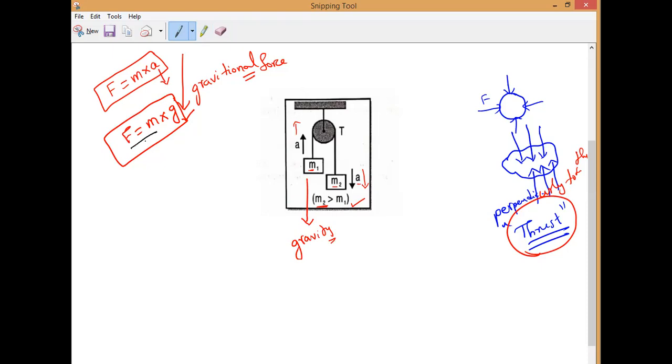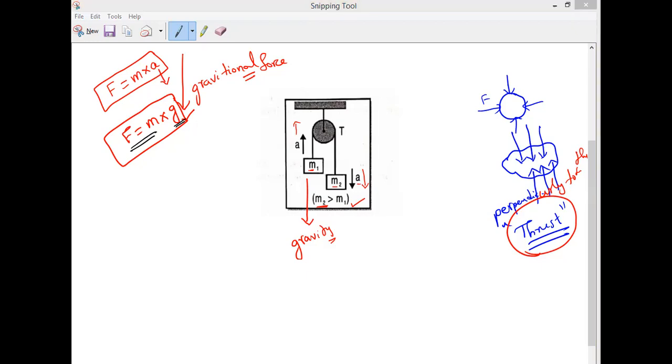So what is the force formula in the case of pulling and pushing like this, freely falling? Force is equal to M into G. So in the case of free fall or in the case of pulling bodies like this, force is equal to mass into acceleration due to gravity. That is M into G. Is it okay, all of you?